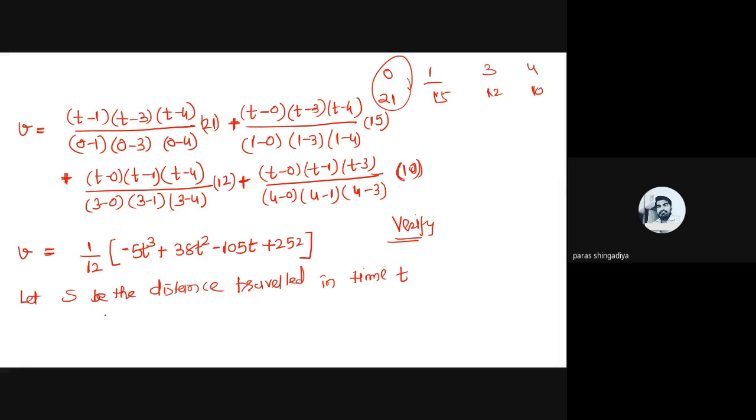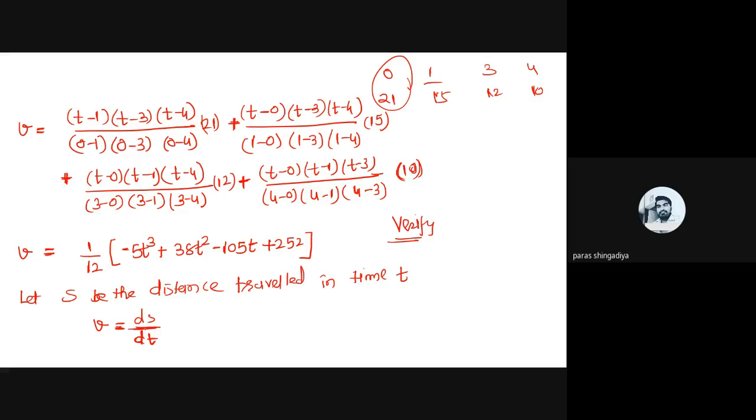So what is the relation between distance and velocity? Does anyone know it? There is one formula in physics relating distance and velocity. Yes, that is v is equal to ds by dt. That is the relation between velocity and the distance, ds by dt. Velocity follows this equation: velocity is equal to ds by dt.